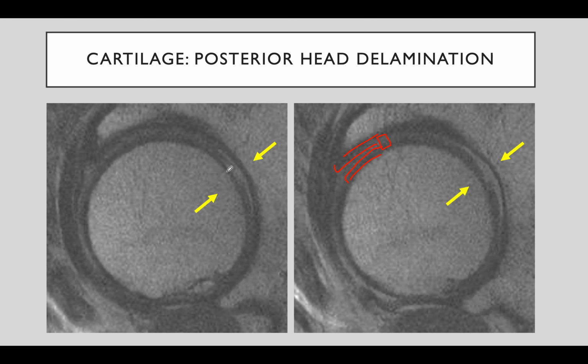And you can see quite beautifully how this posterior femoral head articular cartilage is actually missing, and this is a posterior femoral head articular cartilage lesion.